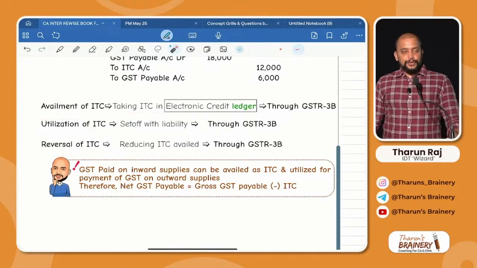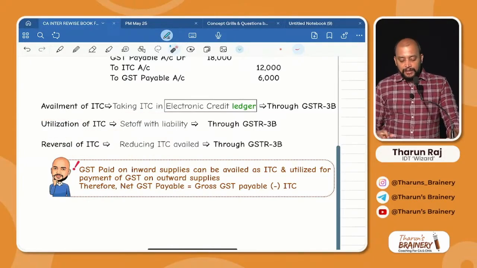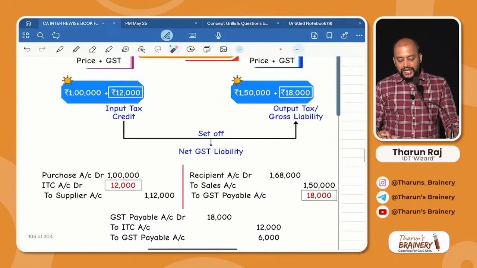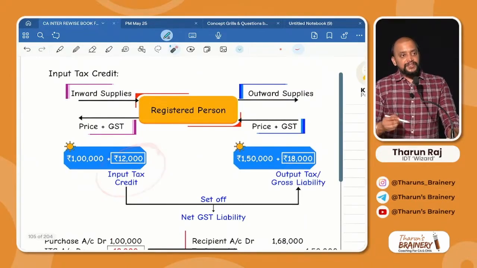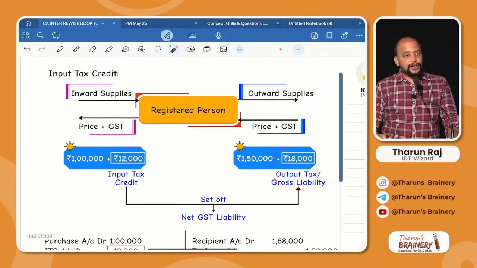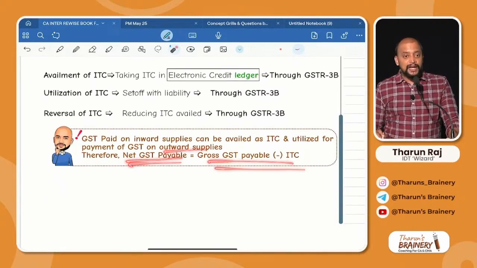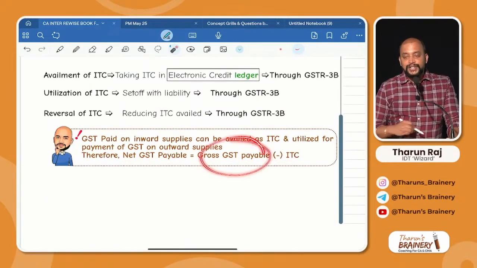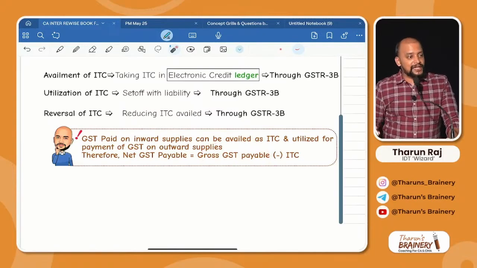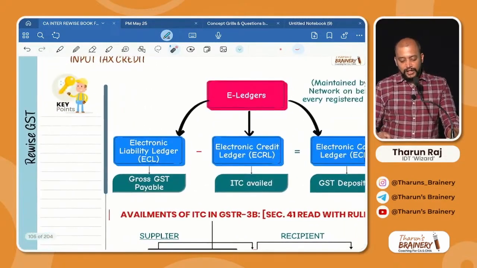And so therefore what is the net GST payable? Input tax credit means GST paid on inward supplies, which can be availed as input tax credit and utilized for payment of GST on outward supplies, and therefore net GST payable will be gross GST payable. What is gross GST payable? Tax on outward supply minus input tax credit. So these are the basics which we already know.